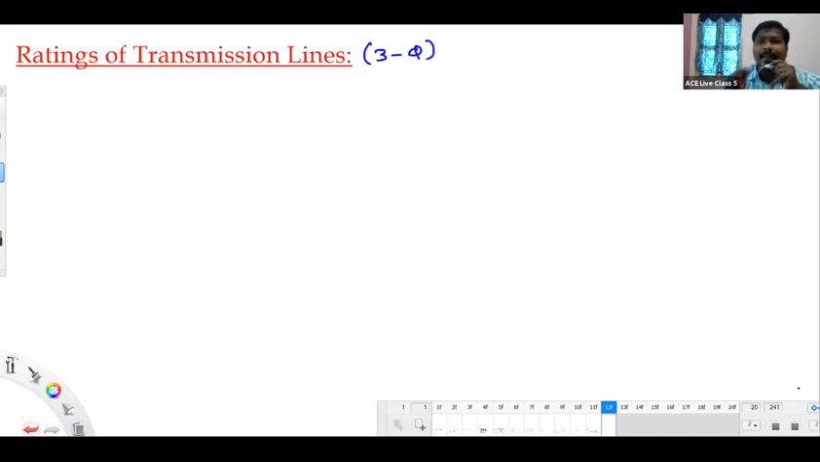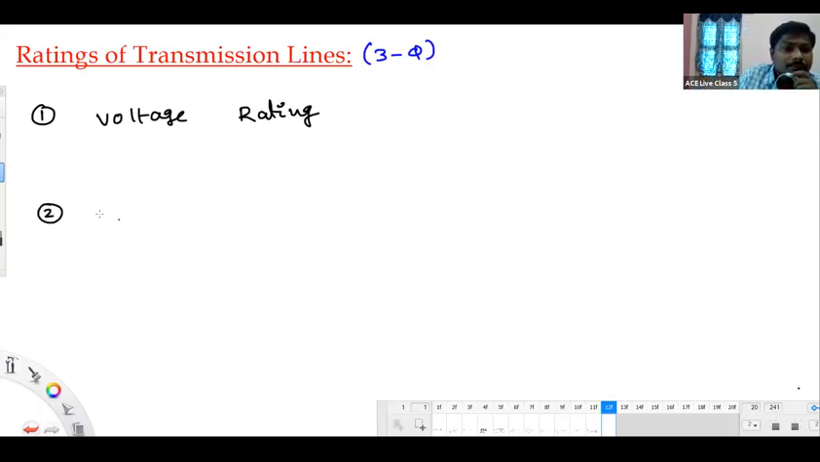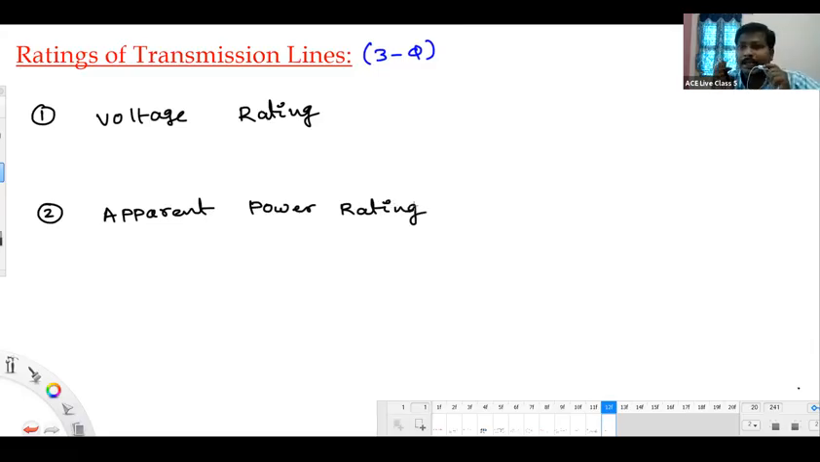Ratings, in the sense, I will suggest going for two ratings here. One is the voltage rating of the line. Second one is the power rating, which I am going to call the apparent power rating. These are the two things: voltage rating and apparent power rating.